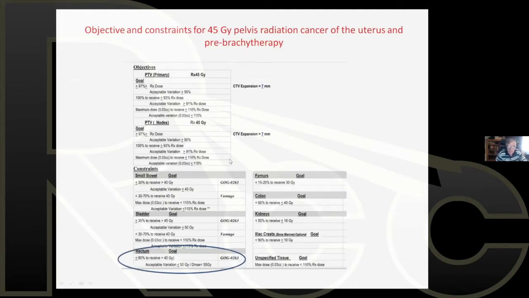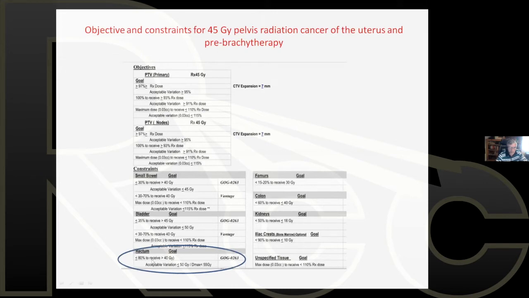Cancer of the uterus. We treat this usually post-operative, and we always follow it with a brachytherapy boost. So in this first case, in the first course, the doctor prescribed 45 gray pelvis radiation, standard dose to the pelvis for cancer of the uterus. This was post-hysterectomy, so this is going to the pelvis to treat the pelvic nodes, and it will be followed by a brachytherapy boost. Let's look at one constraint here for the rectum.